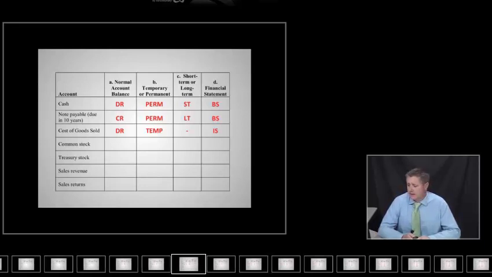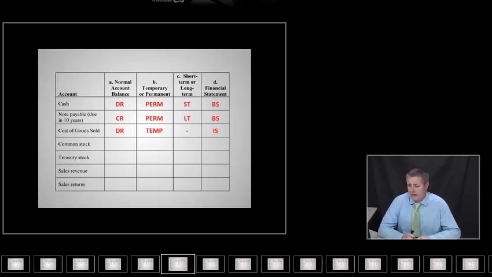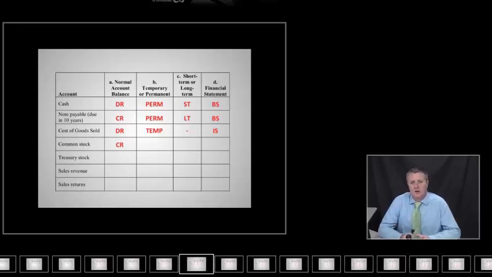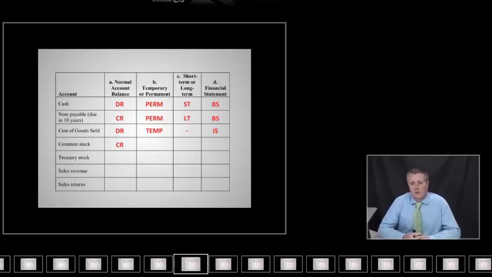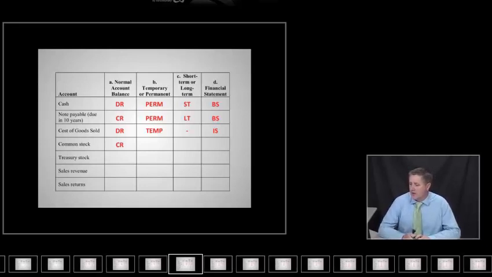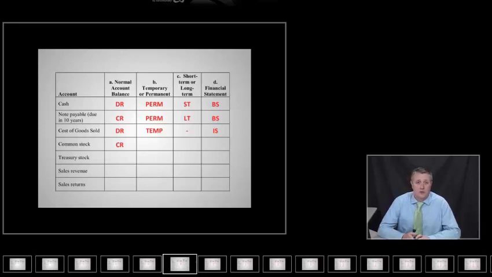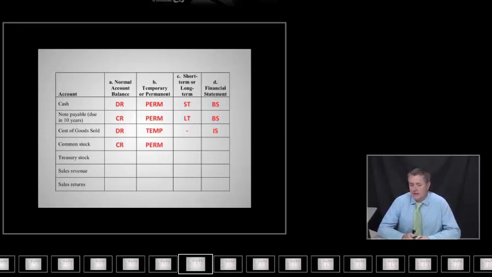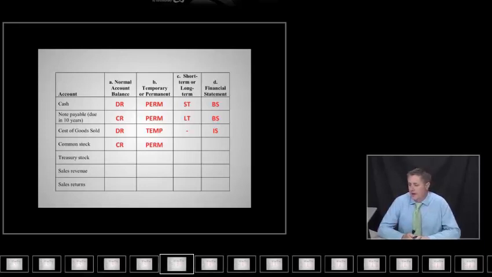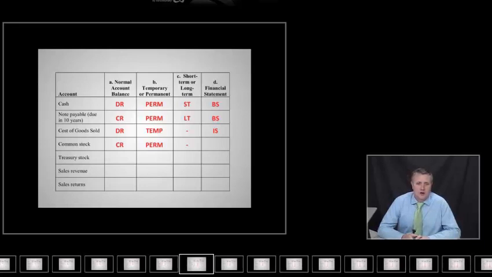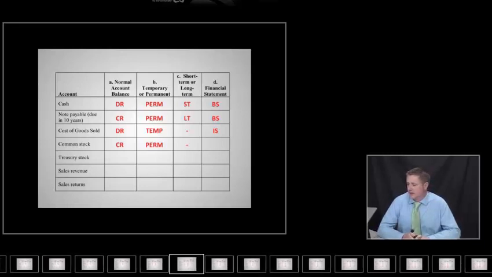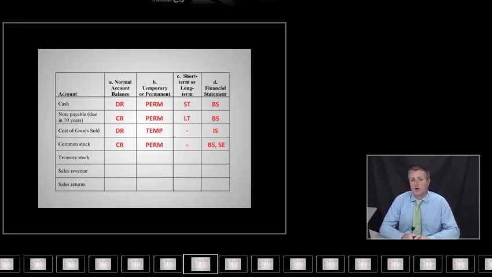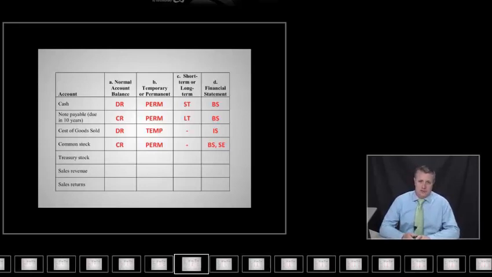So our next account is common stock, and common stock is an equity account, and equities have a normal credit balance. Again, equity is on the right-hand side of the accounting equation, and so we know that common stock should have a normal credit or right side balance. Common stock is also considered to be a permanent account because it does get reported on the balance sheet. There is no distinction between short and long term for equity accounts, so that does not apply here. And as we said, common stock would be reported on the balance sheet, but it would also get reported on the statement of shareholders' equity.